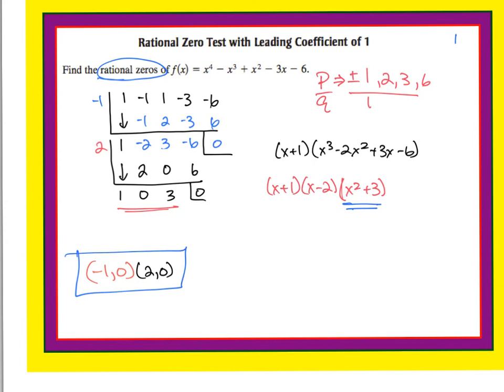Okay? So I actually only have how many rational zeros? 2. How many could I have? I could have 4 because it's a 4th degree. All right? Now, I'm actually going to go a little further.